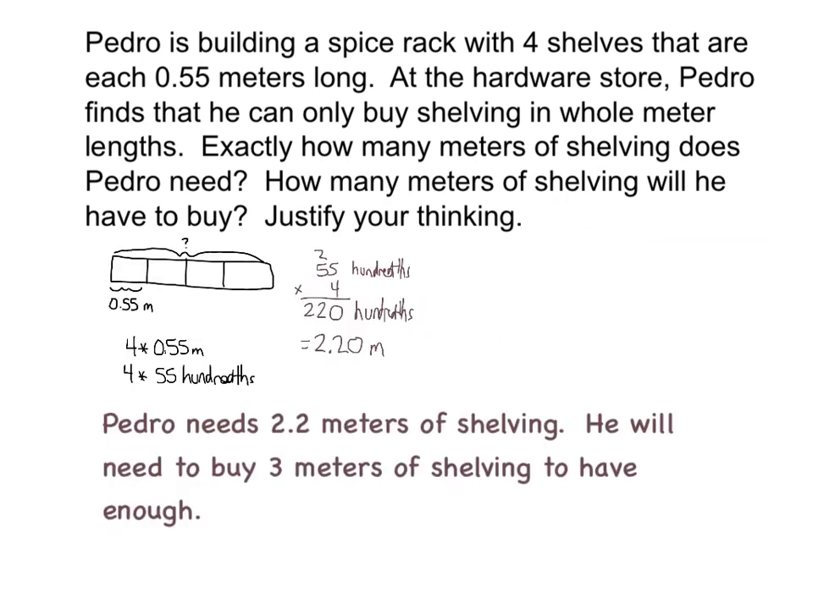Now look at here, I actually figured out how to shrink down the old work. So here's my sentences. Pedro needs 2.2 meters of shelving. He will need to buy 3 meters of shelving to have enough. And that's how that problem goes.